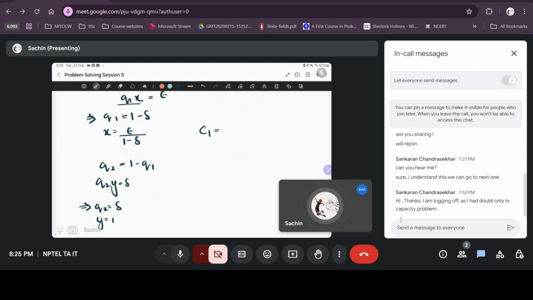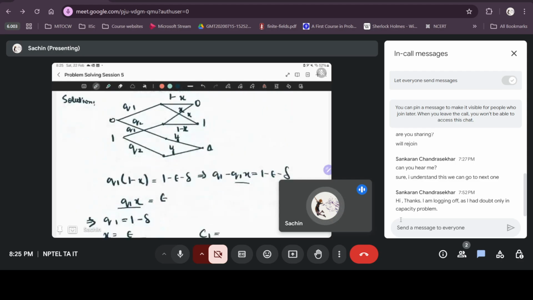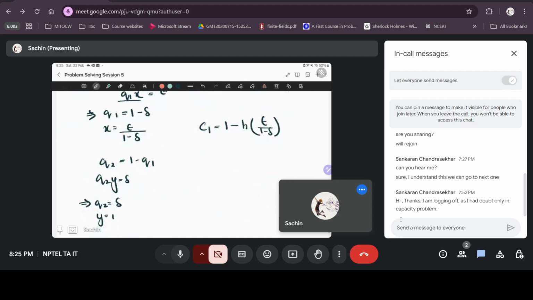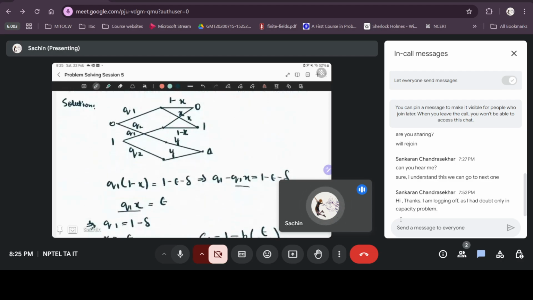Now C1 is a binary symmetric channel with parameter epsilon over 1 minus delta. A second channel, there's no uncertainty at all. Capacity, there's no mutual information because both inputs go to the same output. Capacity is 0.